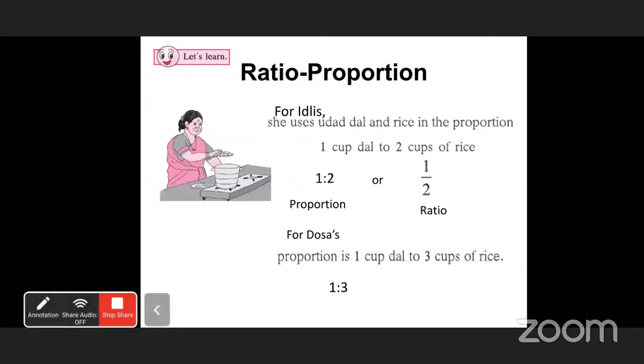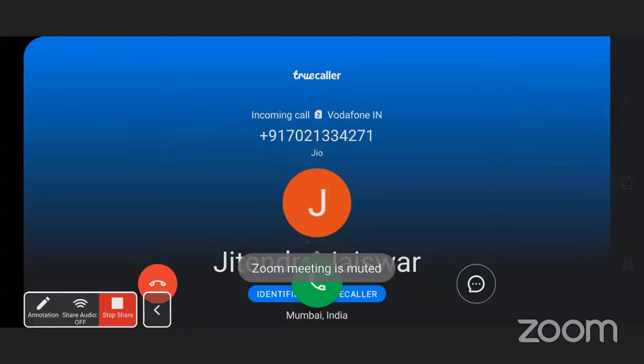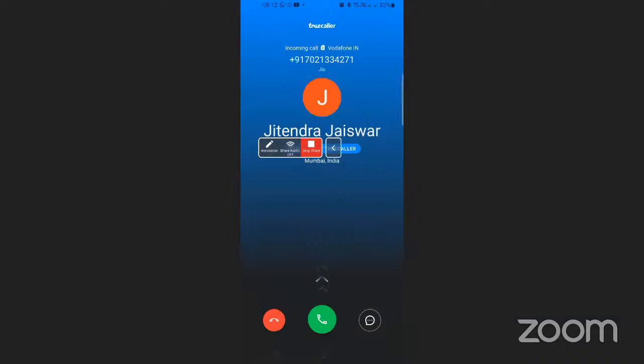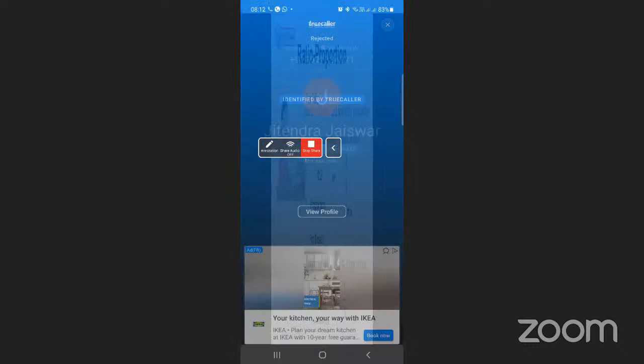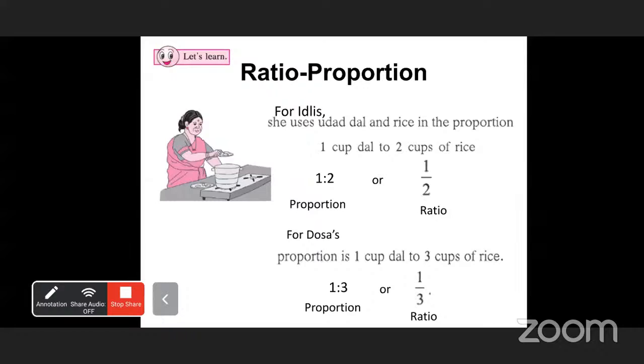Okay, so she is going to use a 1:3 proportion for making dosas. Now, 1:3 proportion, how are we going to write it in terms of ratio? We will write it as 1/3. We are talking about proportion, and 1/3 means we are talking about ratio.